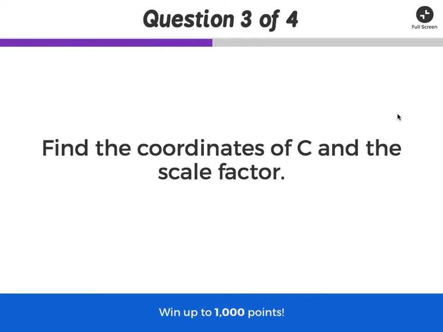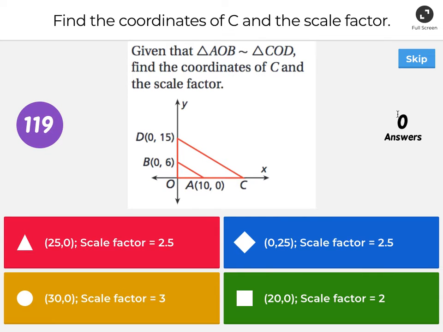All right, now we're going back to the original part of our lesson. Find the scale factor and then the location of point C. Well, the scale factor is 15 over 6. The simplifying factor there is 3. So it's 5 over 2, which is 2.5. So the scale factor is 2.5.